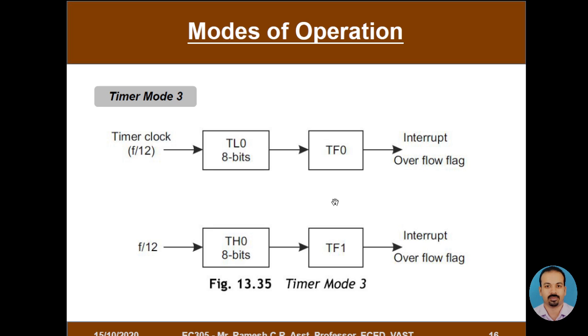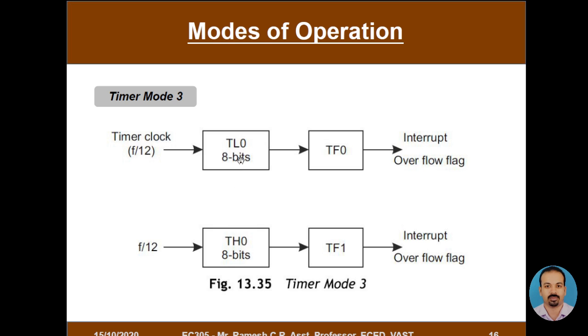Now we have timer mode 3. This is the last mode of operation supported by the timer modules. As I told earlier, in most cases we will make use of timer 0 alone to operate in mode 3, in applications where needed. In this case timer 0 will act as two separate 8-bit timers. Here you can see that the timer clock, that is the oscillator frequency divided by 12, is supplied to TL0 and TH0.